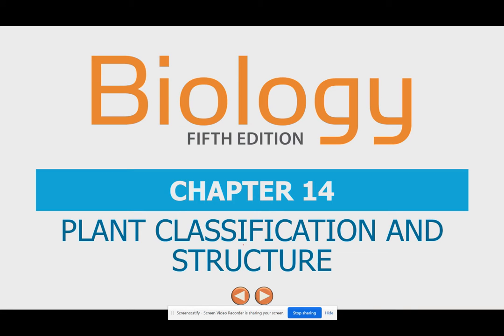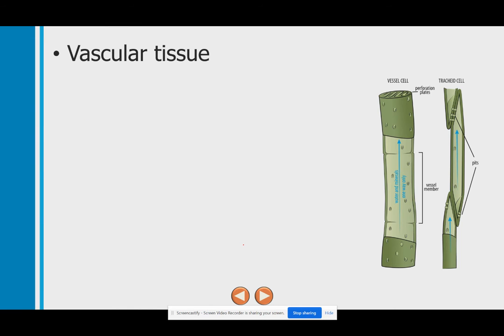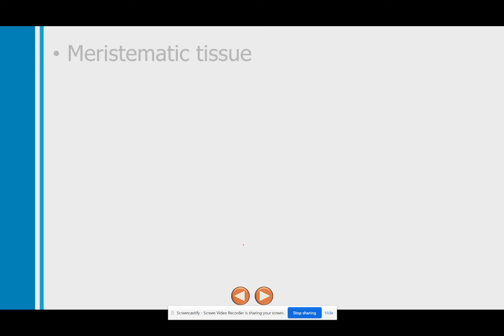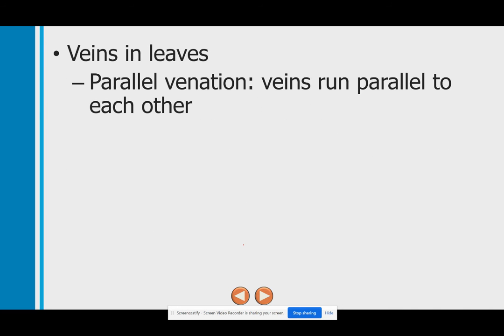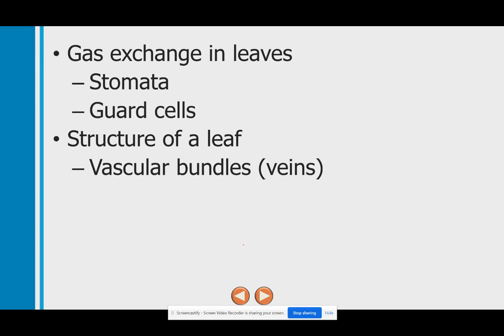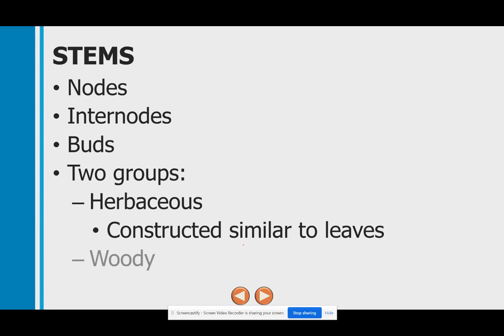Hey guys, all right, let's continue our talk about plants. We've gone through about half the chapter now. You know about the different types of tissues, a little bit about the leaves and their structure, how to tell if it's monocot or dicot. So now let's talk a little bit about the stems.